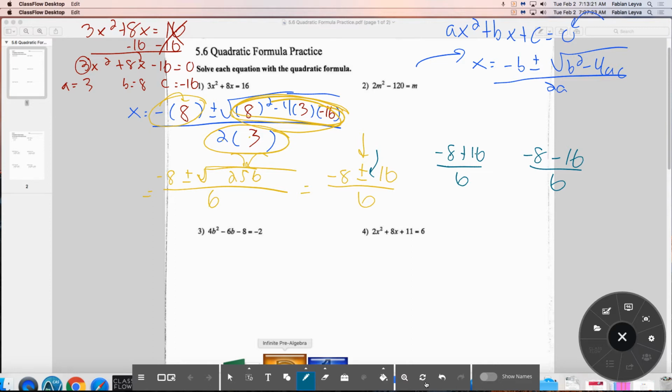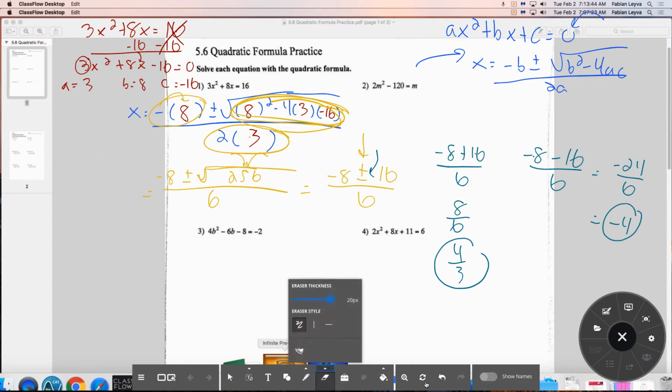Negative 8 plus 16 is a positive 8, divided by 6. If you reduce this, you end up with 4 over 3. If you go right over here, you end up with negative 8 minus 16, which is a negative 24, divided by 6 is a negative 4. So if I did everything correctly, I know it's really easy to make a mistake. But again, just double check, make sure you take your time, and go from there. So that is the first problem. Make sure you have it in your notes.